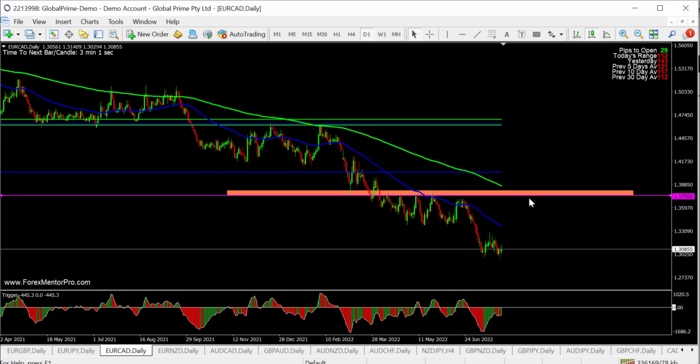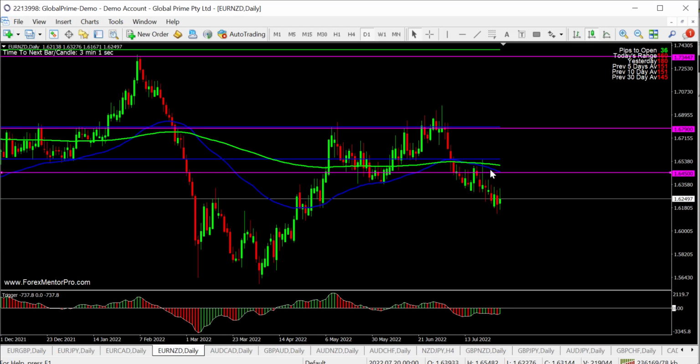EuroCAD short from 1.37500. You'd need to make sure these EMAs have moved, but presumably if price moves up, these will catch up. Here in New Zealand, very nice. I know a lot of you've caught this before. Same idea, short at 1.64500. So playing the challenge at this big level and then falling back hopefully.